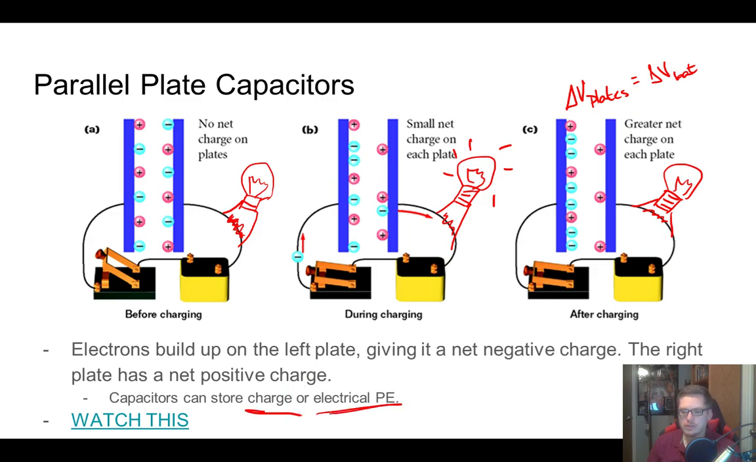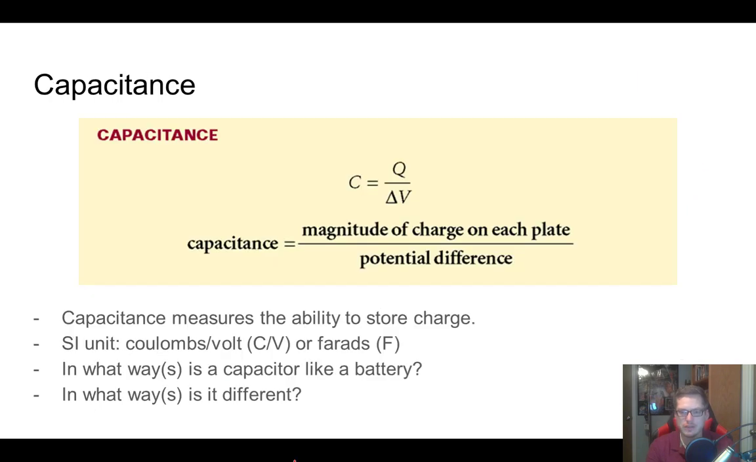Okay, and essentially what they're doing is they're storing electrical potential energy for us, kind of like a battery, but slightly different. All right, so we can measure this amount of energy that it holds, and this is called capacitance. This is really just a measure of its ability to store charge, and it's equal to the charge on each plate divided by the potential difference. The SI unit for capacitance is the farad, and we use a capital F for that.